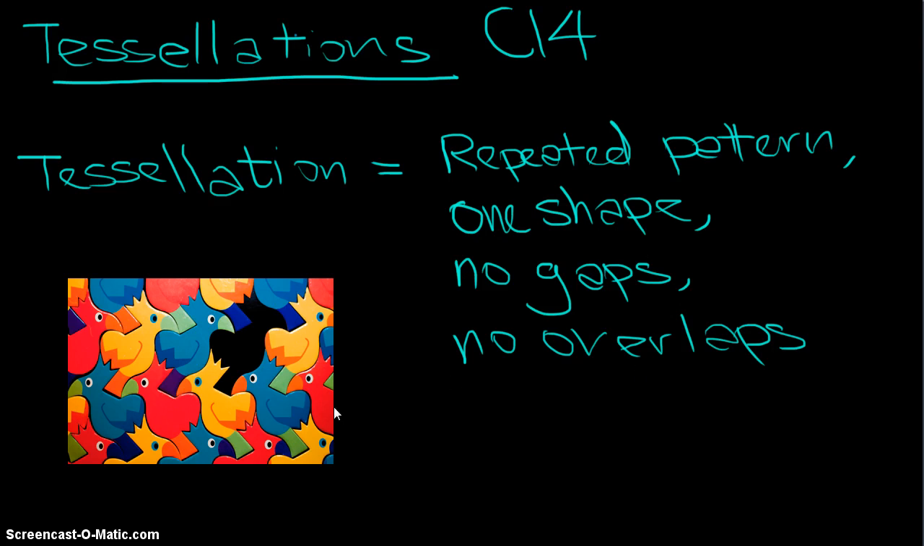An example is this picture here. As you can see, there's a repeated pattern of birds here. So, 1, 2, 3, 4, 5. I'm not going to attempt to count them, but anyway, it's a repeated pattern, right? With one shape. This one shape is actually this bird here. So you can see you have this birdie shape.